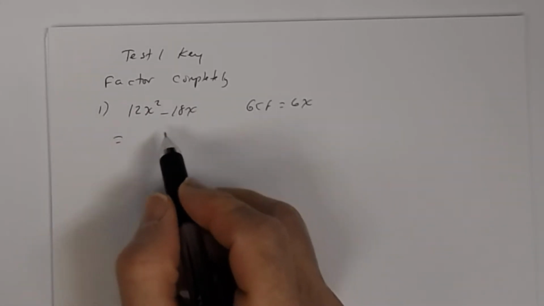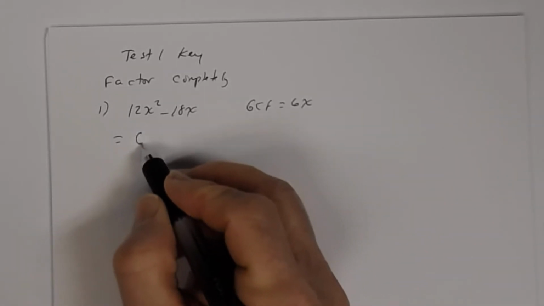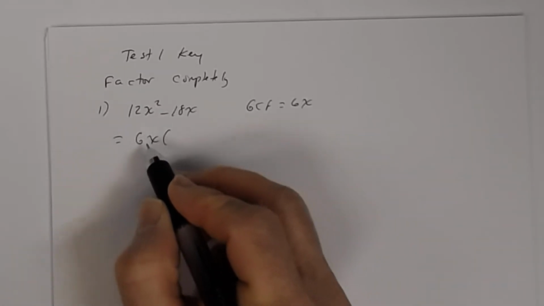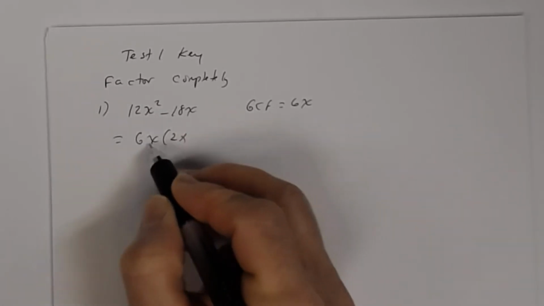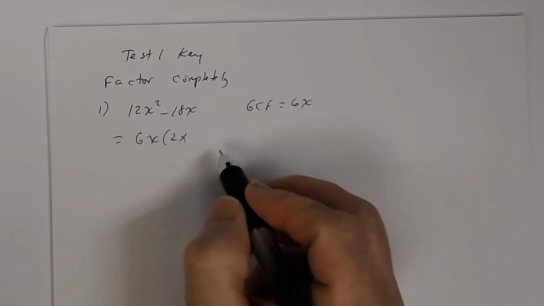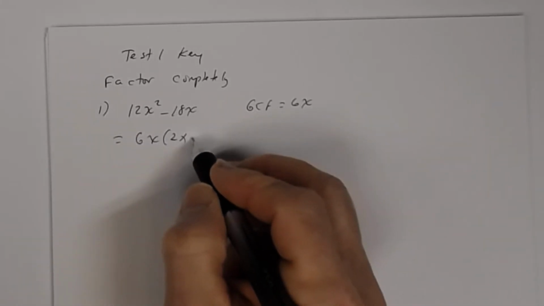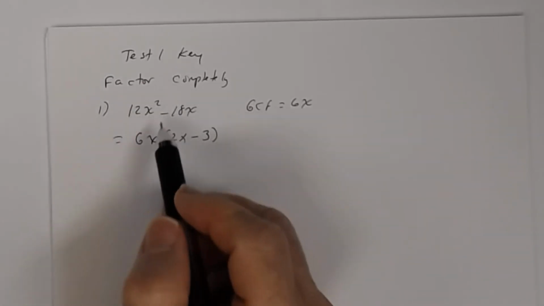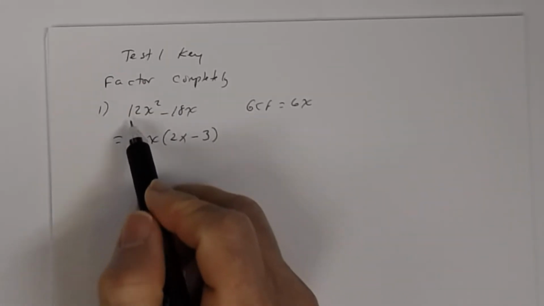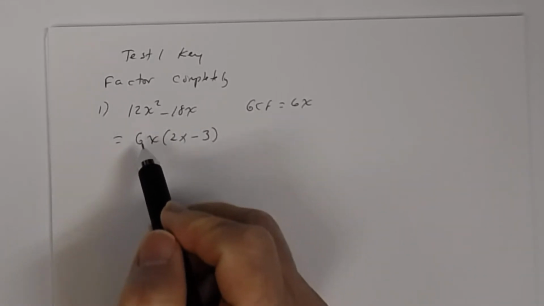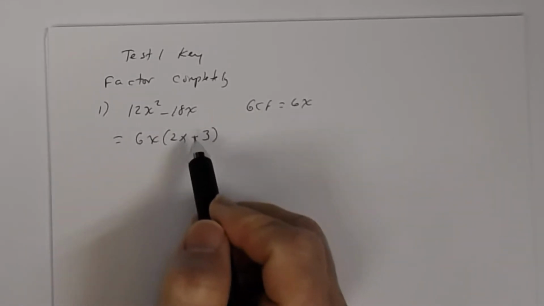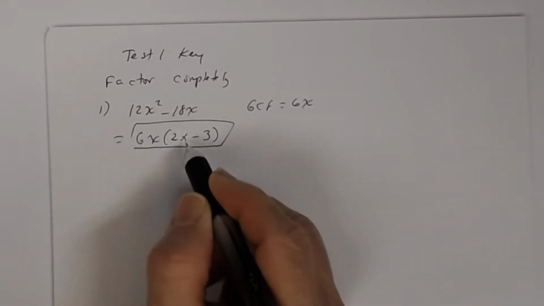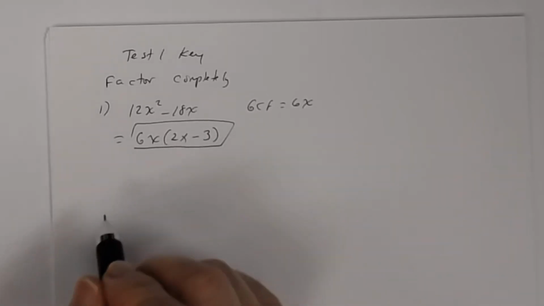So that's what we mean by factors. You're going to write these as factors. And so I get 6x times, and then just use the idea of the distributive property. 6x times 2x is 12x squared, and then 6x times a negative 3 is a negative 18x. So remember, factor completely. So you basically wrote this as a product of factors: 6 times x times 2x minus 3. All right, and so those factors, you can't factor them any further.